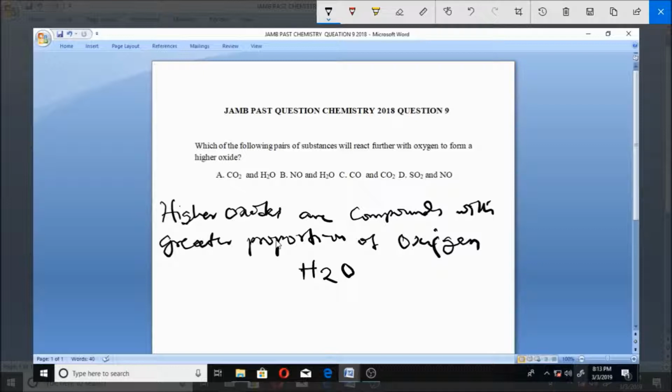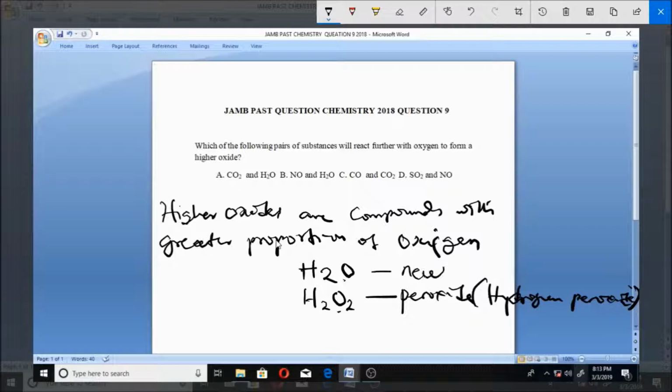a normal neutral oxide. Now you have also H2O2, which is hydrogen peroxide. This is a peroxide. Specifically, this is hydrogen peroxide. So this is a higher oxide because there is more oxygen here. This is O2, this is normal O. So this is a neutral oxide.